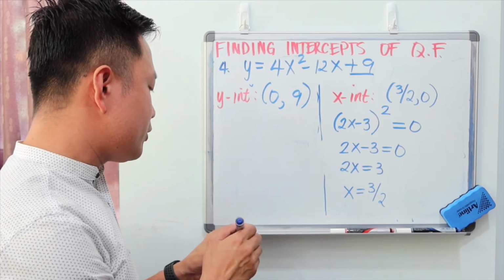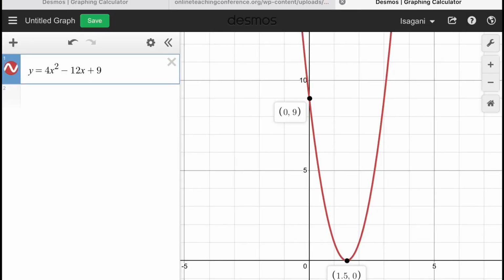Now let's graph the quadratic function y is equal to 4x squared minus 12x plus 9. This is also a parabola that's concave up. We'll pass through the x-intercept 1.50. There's only one x-intercept because the graph touches the x-axis.